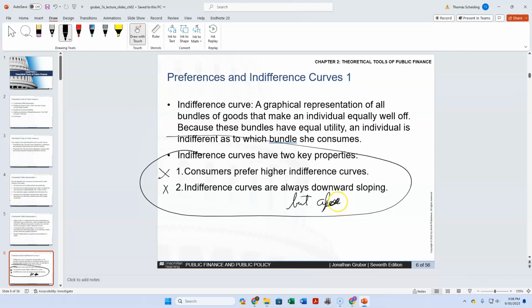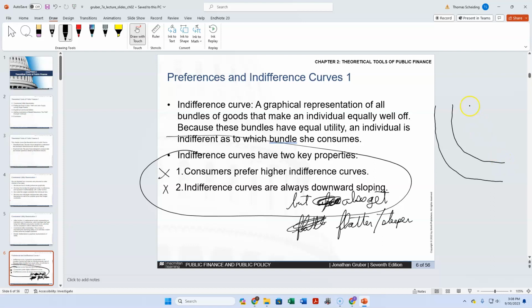I'm not sure why the author didn't say this. But they also get flatter and steeper. Or just keep in mind here, my handwriting is dictated by this little pad I'm writing on here. But they get flatter and steeper, meaning it gets steeper and then it gets flatter. Steeper and then flatter. And they're parallel to each other.